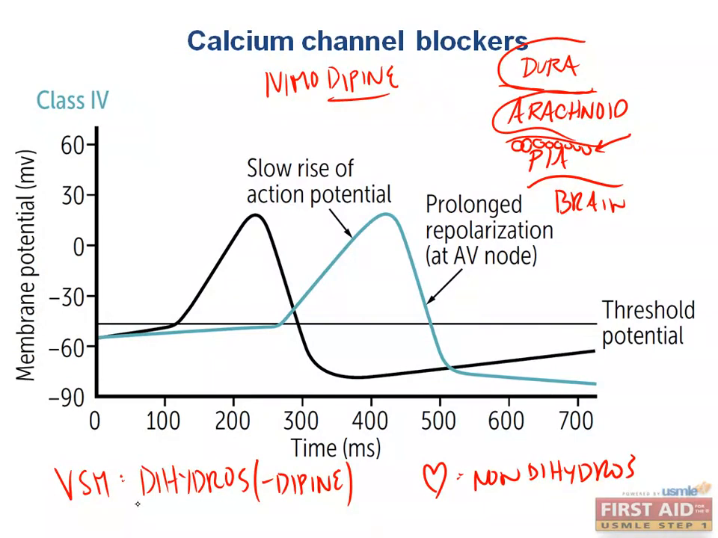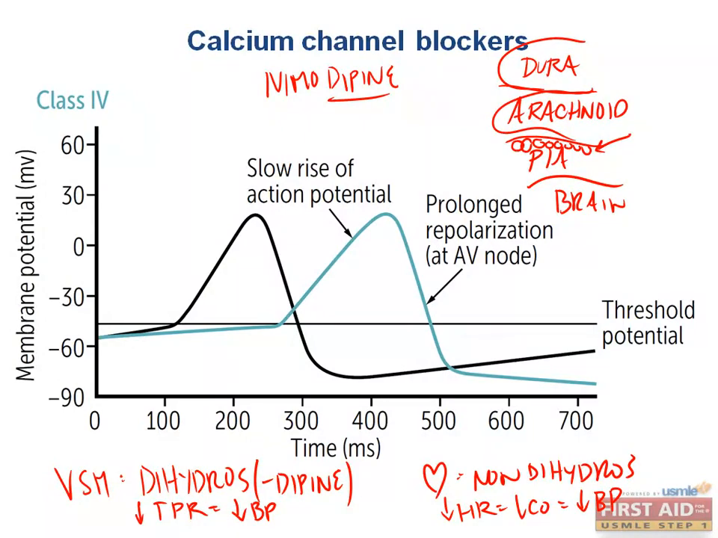So for dihydropyridines, we cause a decrease in total peripheral resistance, which causes a decrease in blood pressure. And for the non-dihydropyridines, we cause a decrease in heart rate, which causes a decrease in cardiac output, which is a component of our blood pressure equation, which means that we decrease our blood pressure.